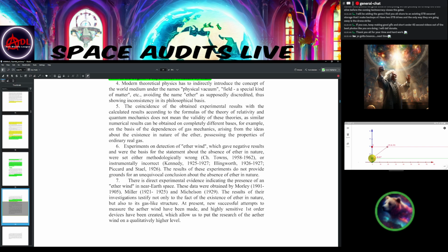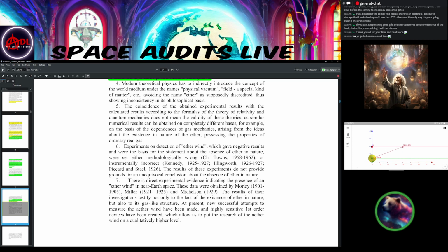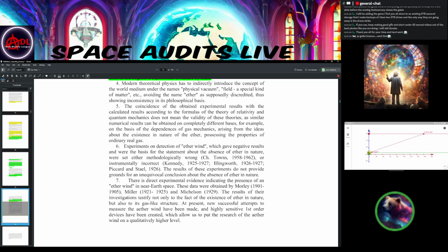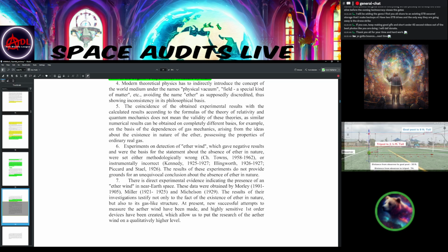5. The coincidence of the obtained experimental results with the results calculated according to the formulas of the theory of relativity and quantum mechanics does not mean the validity of these theories, as similar numerical results can be obtained on completely different bases. For example, the basis of the dependence of gas mechanics arising on the ideas about the existence and nature of the ether, treating it with the properties of an ordinary ideal gas.